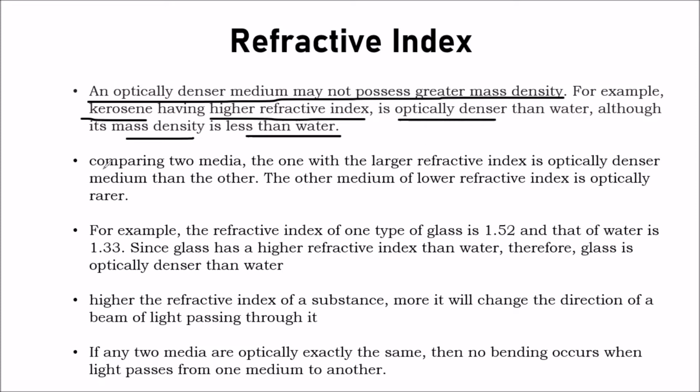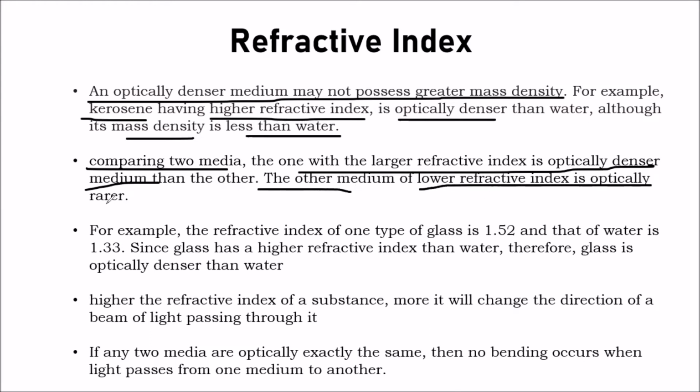No, they are not. So comparing two media, the one with the larger refractive index is optically denser. If you remember the table we saw just now, wherever there was a greater value of refractive index, it was the optically denser medium. So diamond had maximum optical density, and the least was air. The other medium of lower refractive index is optically rarer.